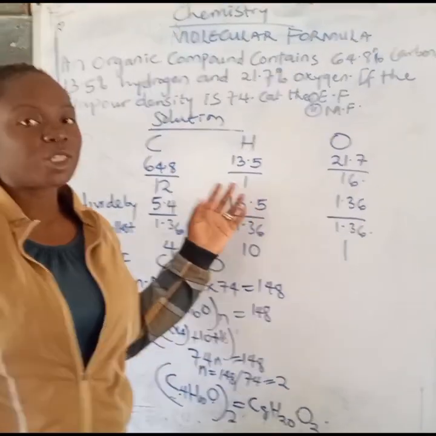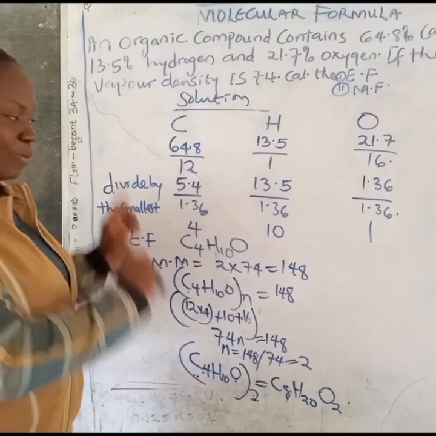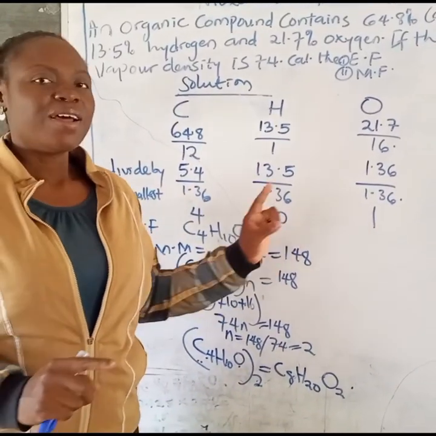So when next you see a question and vapor density is being given, you have to multiply by 2 before you proceed with the question.